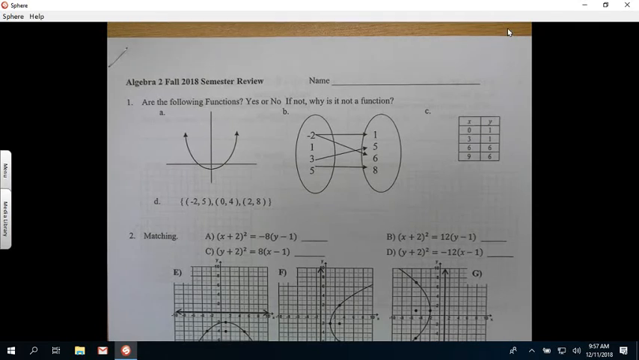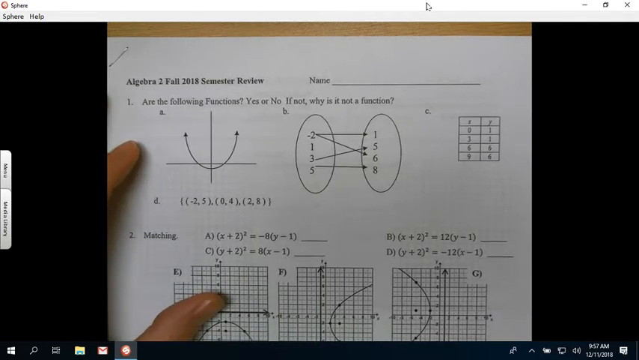Alright, we are going to look at the Algebra 2 semester review. So I'm just going to go through in order, since I can't really do one of each type of problem because it's covering the entire semester. So number one, are the following functions, yes or no? If not, why is it not a function?